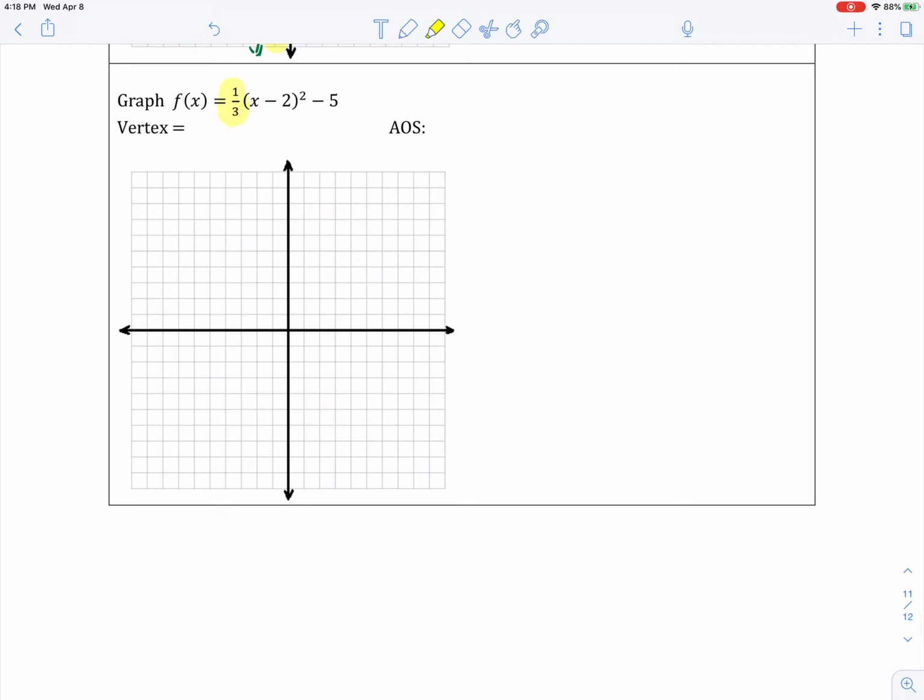Let's see, this is a positive 1/3 out here in front. This one is going to open up because that 1/3 is positive. That 1/3 is a fraction. It gives me a value that is less than 1 when I look at its absolute value. So I know it's going to be wider than the basic parent.